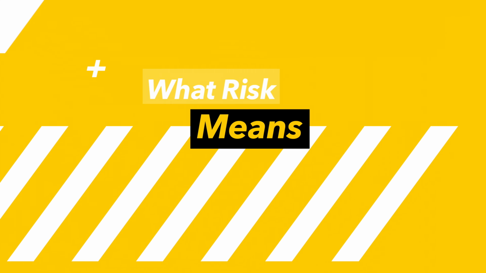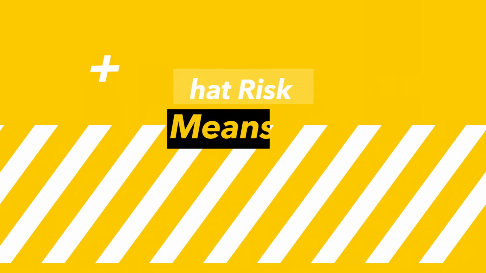What risk means. The UK GDPR doesn't define risk in one neat sentence, but the DPIA provisions make clear when talking about risks to individuals' rights and freedoms. Article 35 says the assessments have to consider risks to the rights and freedoms of natural persons. This includes privacy and data protection, but also other fundamental rights and interests.